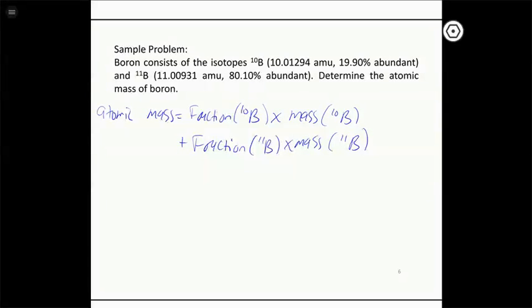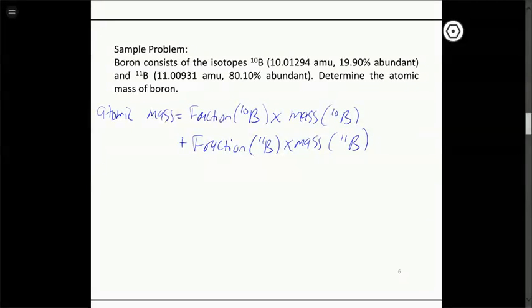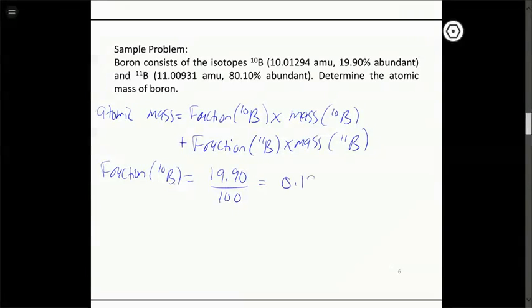Now remember that when we're using this equation, we have to use fractional abundance, not percent abundance. So again, it's kind of like we talked about with mass fraction and mass percent. There's two different ways of reporting it. The percentages are out of 100, but we want the fraction, which is out of 1. So the fraction is going to be the percentage, which for boron 10 is 19.90, and then you have to divide that by 100 to convert it to a fraction. If you don't do this, then your reported atomic masses are going to be 100 times too big.